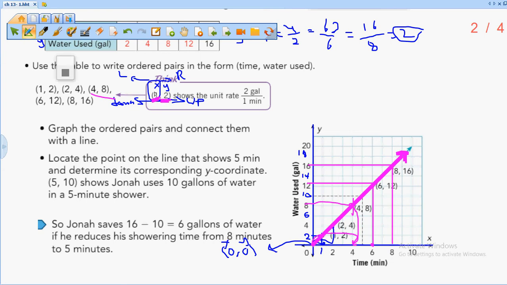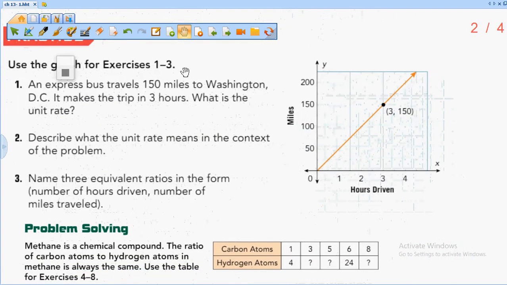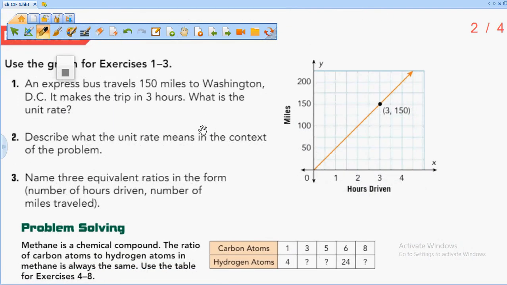Again, we have to start from x, then the y value. The x value, when it's positive, goes to the right side, and when it's negative, to the left side. On the y-axis, if the value of y is positive, we have to go up, and when it's negative, we have to go down. But here, look, all the values are positive. So we will go right, up, right, up, right on the x-axis and up on the y-axis. Okay? Now, let's go to our practice.